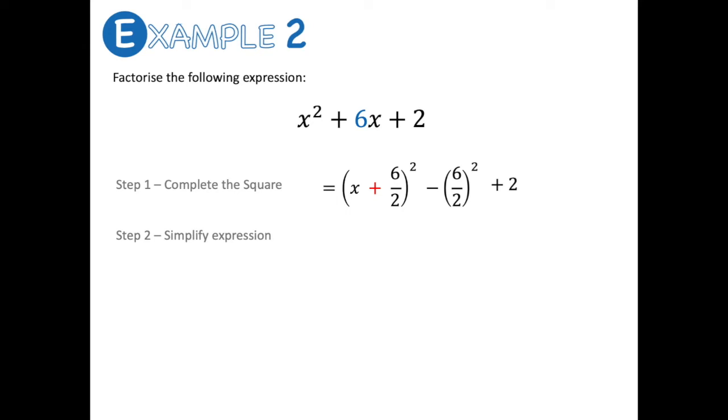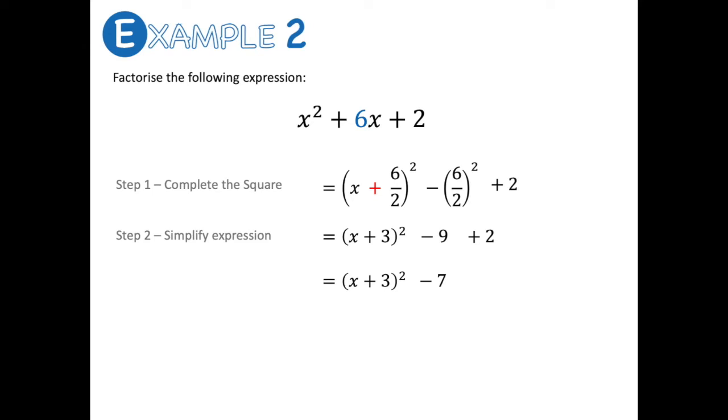6 divided by 2 is going to be 3. So x plus 3 squared minus 9, because 6 divided by 2 is 3 and 3 squared is 9. So minus 9 plus 2. Now minus 9 plus 2 is going to equal negative 7. So it's going to be x plus 3 squared and then minus 7.